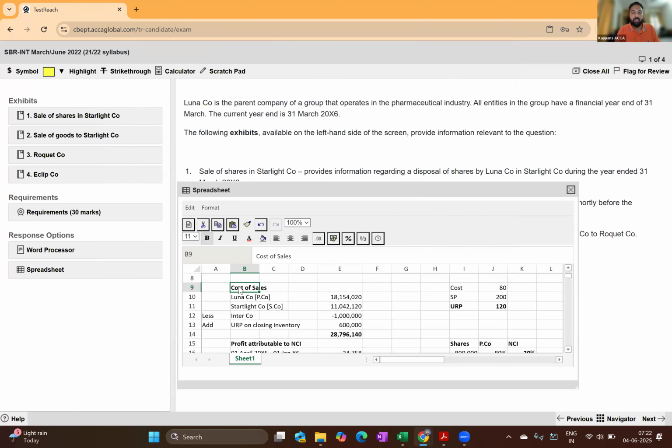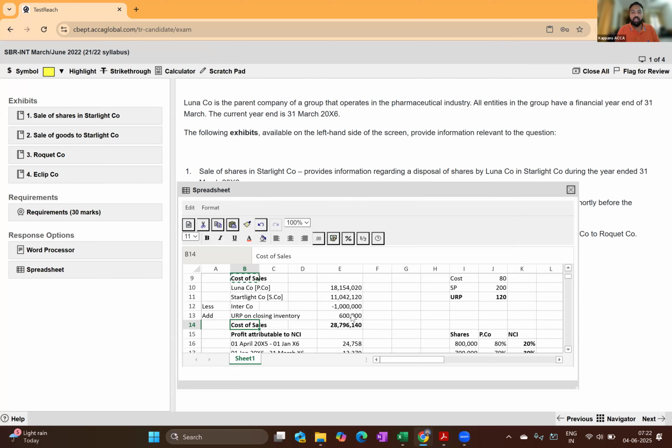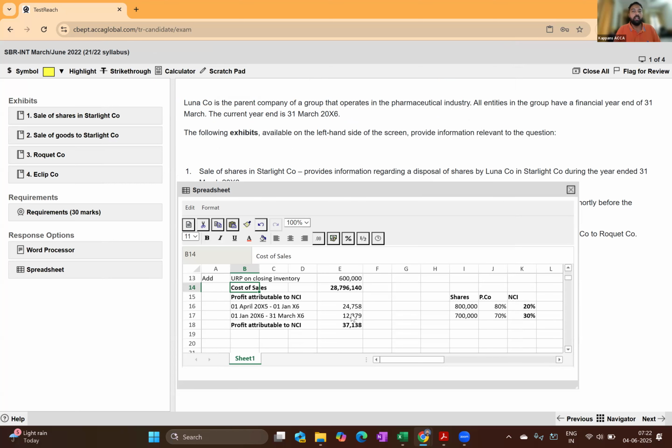And we have already discussed profit attributable to NCI. So I hope you have understood this preparation of consolidated SOPL extract. All the best for your SBR examination.